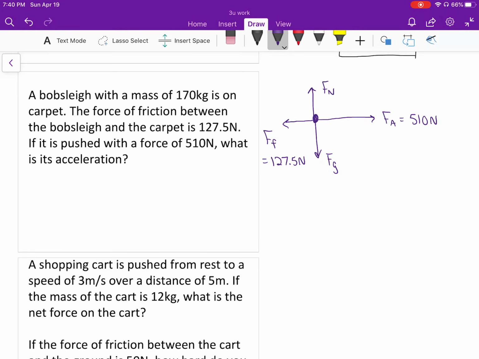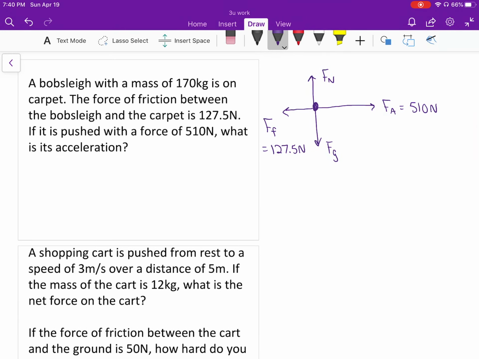Now this goes back to all the practicing we did last week. If we've got forces in opposite directions, it's a vector addition, but it turns into subtraction to figure out what F net is. Newton's second law is, we always know F net equals ma. The 510 is going to win this tug of war, so I'm going to make it the positive force. So F applied as the forward, subtracting friction because it's in the backwards direction. That's our F net, and that's always equal to ma.